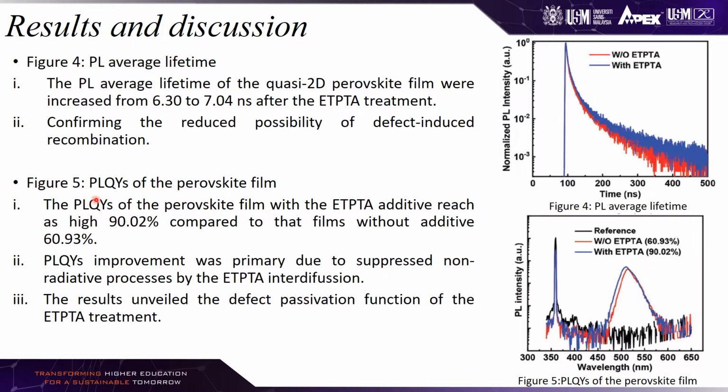For figure 5, PLQY, which is the photoluminescence quantum yield of the perovskite film. The PLQY of the perovskite film with the ETPTA additive reached as high as 90.02% compared to the film without additive, which is 60.93%. We can see from this graph the red line, which is without ETPTA, is lower compared with the blue line, which is with ETPTA and is higher.